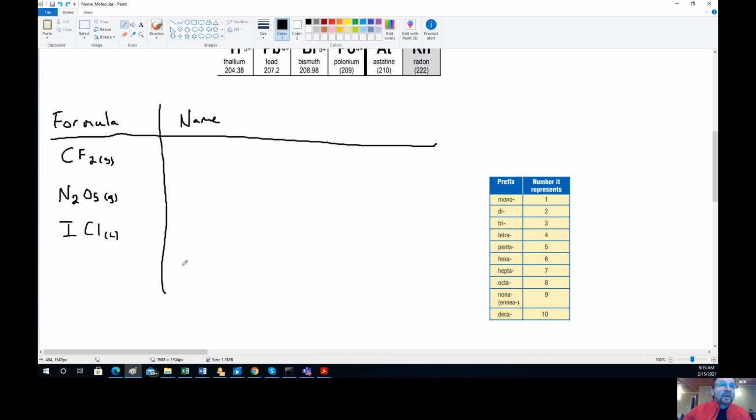Actually, with this one, we'll give you the name. Tetra. Interesting. You can see it there. Tetra arsenic deca oxide. So on that one, you're going to take this name and you're going to write the formula.